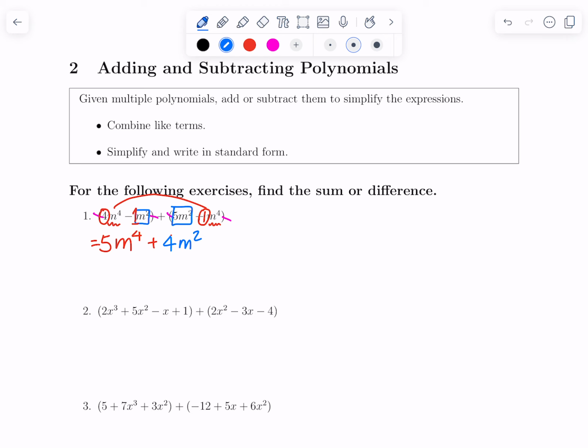Can we keep combining them together? No, we can't, because here m to the power of 4 and m to the power of 2, which is m squared, are not like terms. So question solved.